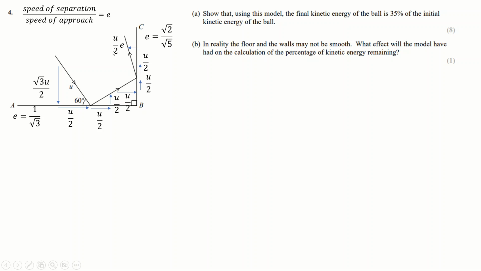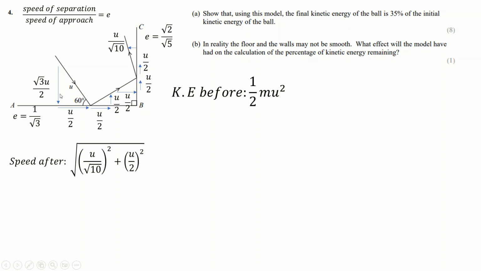Now, you could write that if you really wanted to as root 2 times root 2, which cancels with one of those root 2's, which makes a root 2, root 5 on the bottom, which I just wrote as root 10. And now we're looking for the final kinetic energy of the ball. Now we haven't got the velocity of the final part of this journey here. We've just got the components. So to find this, we're just going to do this squared plus this squared and square rooted.